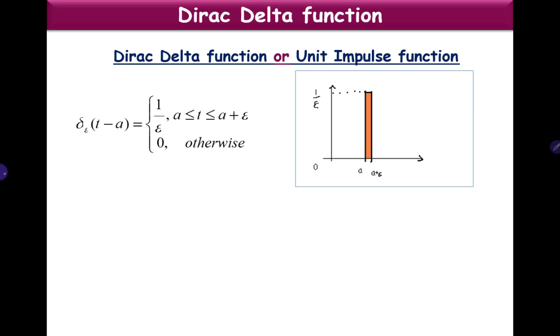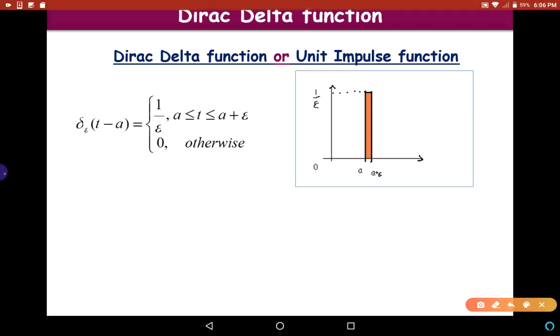Now the Dirac delta function or unit impulse function is the limiting function of this delta epsilon as epsilon tends to 0. So what happens if epsilon tends to 0? Then this 1 by epsilon increases enormously, and the width here decreases. As the width decreases and the value of the function increases, such a function is called Dirac delta function or unit impulse function.